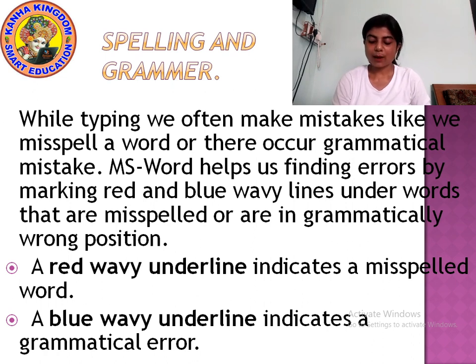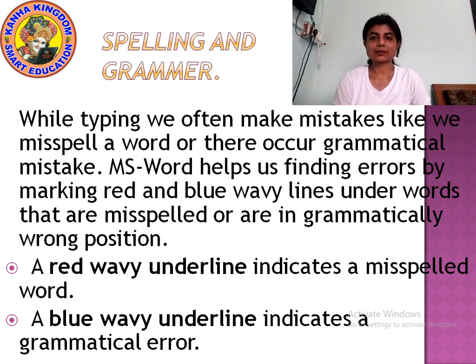Okay, and a blue wavy underline indicates a grammatical error. A blue wavy underline will indicate that there is some grammatical mistake in your sentence or in your paragraph. With the help of this spelling and grammar command, we can correct the mistakes that we have created while typing in our document. Now let me show you how you will correct this spelling, and where you will find this spelling and grammar tool, this spelling and grammar command.